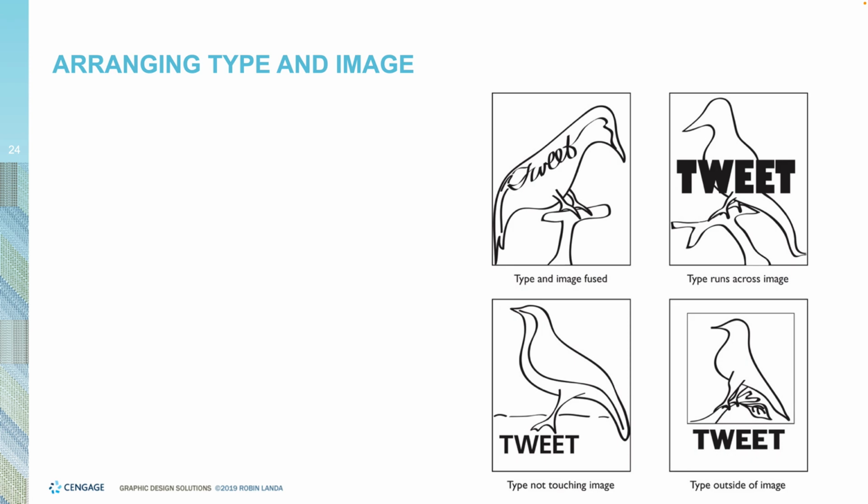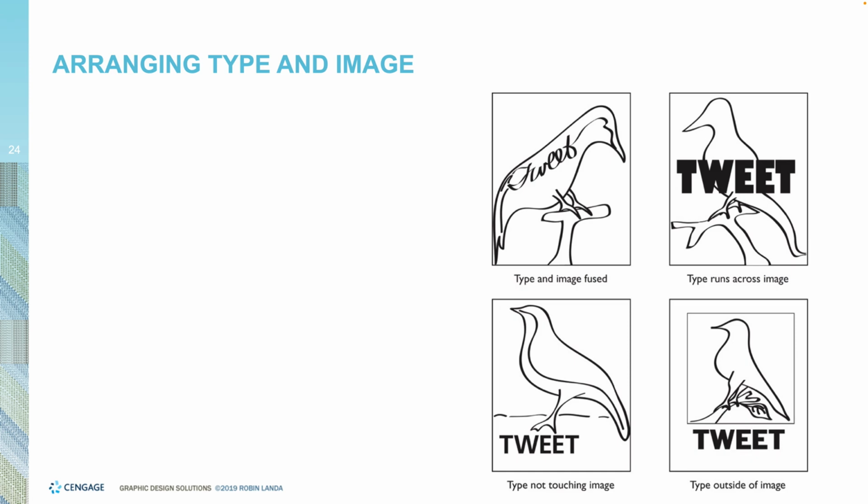Over to the right, we have type that runs across the page, or across the image. As we work with that, we see both of them at the same time. What's going on here is that we're actually assigning them to each other: the tweet helps define the bird, and the bird defines the tweet. So as we go through, we're seeing that image that's there. Then we start looking at the type outside of the image.